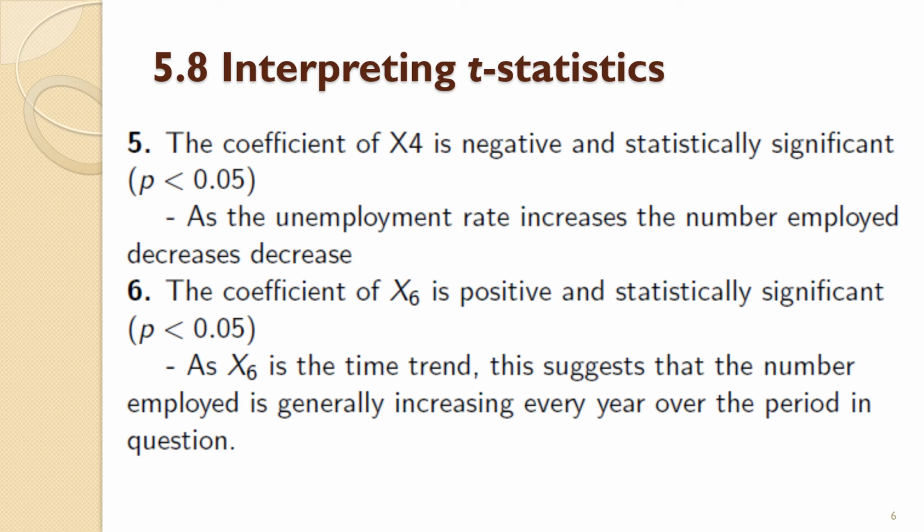And then you're given here that the coefficient of x6 is positive and statistically significant. So x6 is the time trend, so this suggests that the number employed is generally increasing every year over the period in question. Okay, so I don't think there's necessarily much you can read into this coefficient of x6. Perhaps you might see that the employment rate is generally increasing over time, and you might argue, I suppose, if you squint carefully, that this is not necessarily to be taken for granted, and perhaps the data in question has been collected over quite an unusual period in economic history.